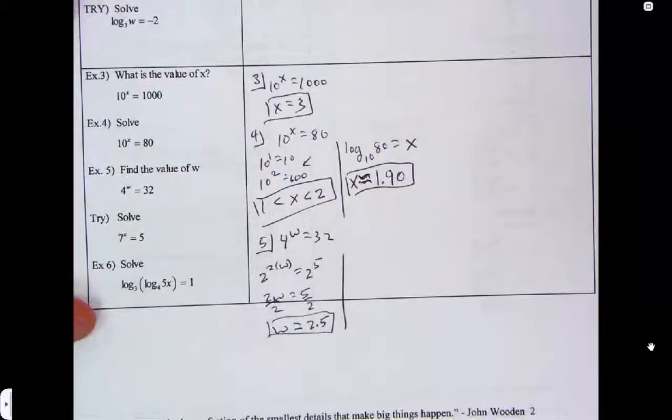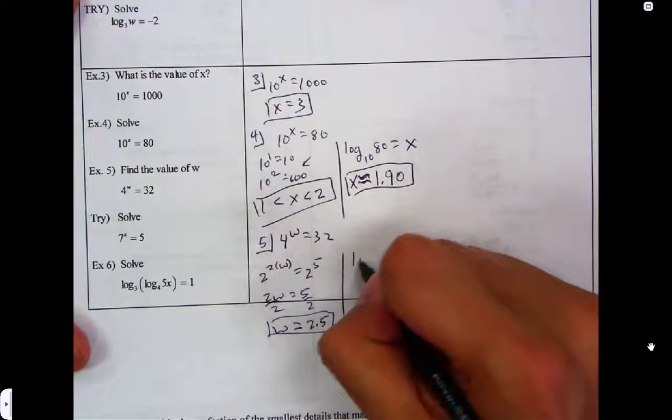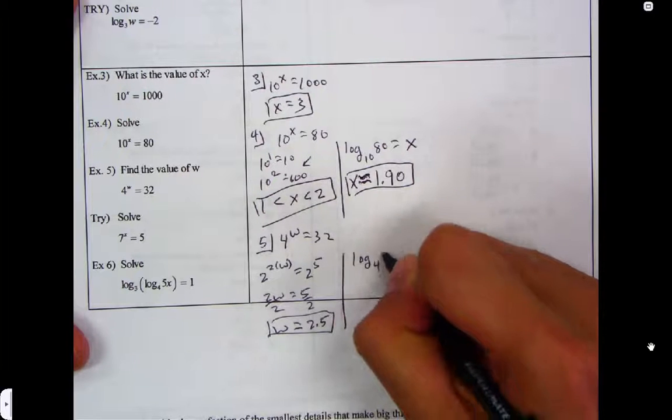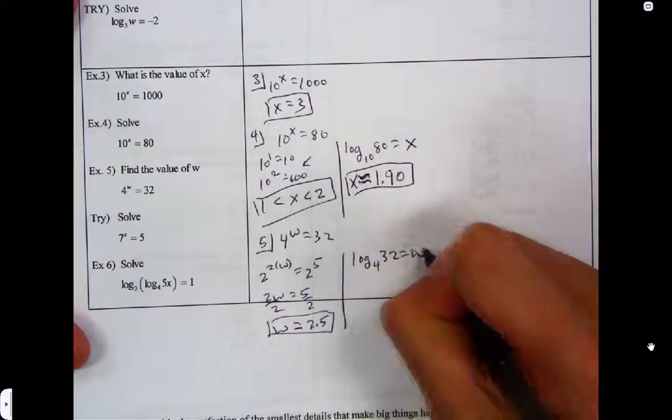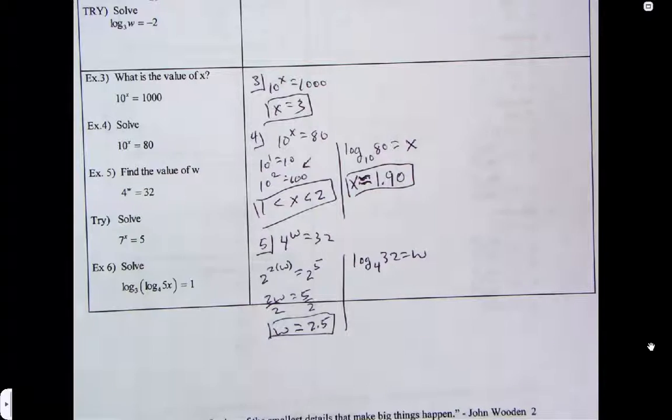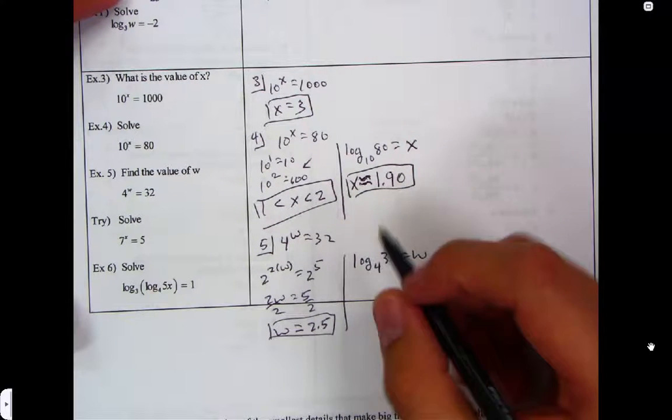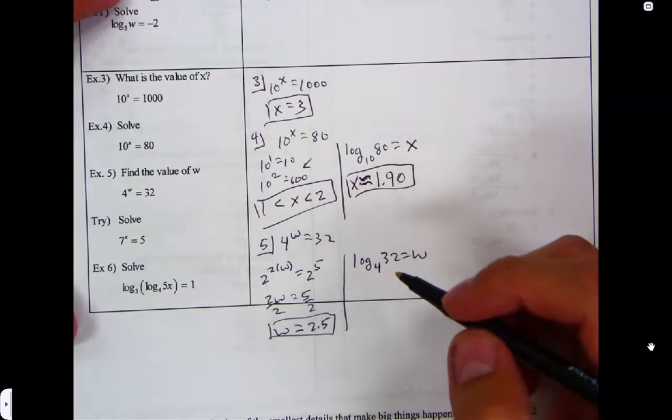Another way to do this, if we can't figure out how to write this in the same base, is put it in log form. Log base 4 of 32 is equal to w. We're going to put this in our calculator, but we can't put this straight in our calculator because our calculator's base is 10. So what we're going to do is use the change of base formula.